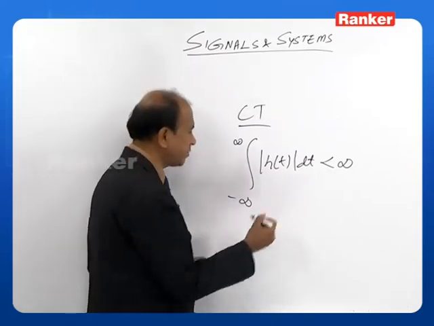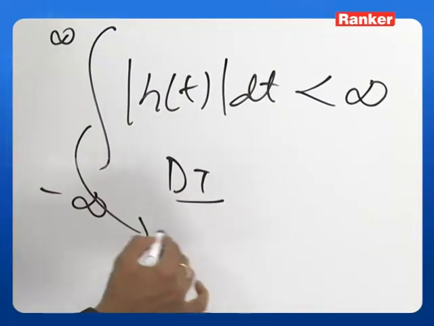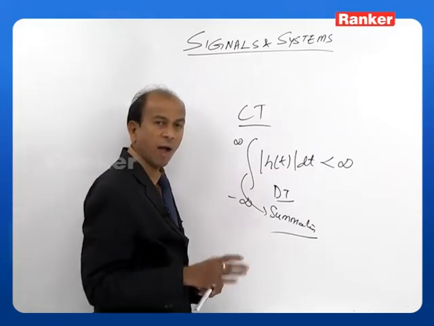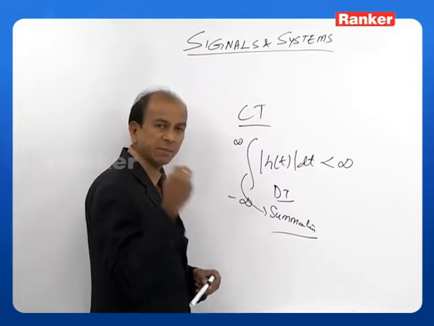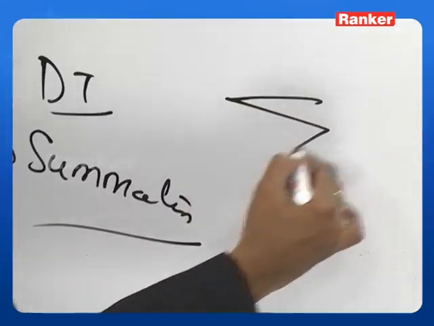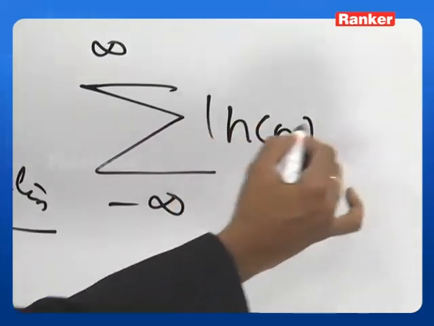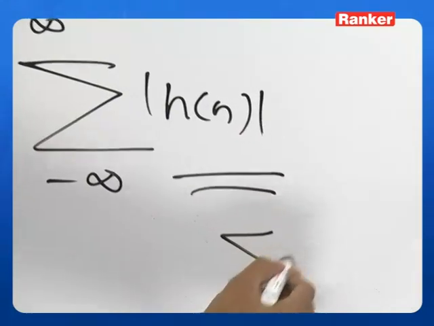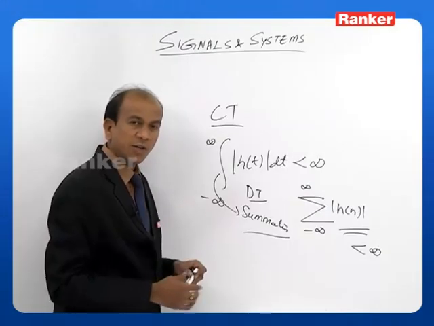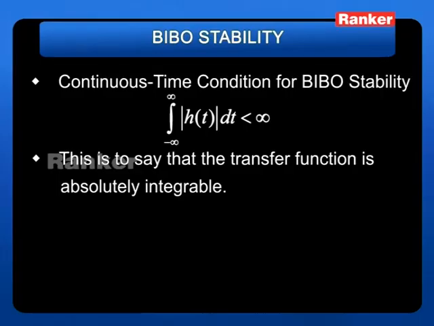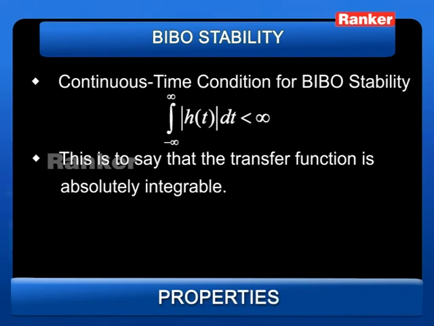So of course, when you move to discrete time systems, what do we have to do? An integration gets converted into summation. That means my summation must also be absolutely summable. In other words, if I take the summation from minus infinity to plus infinity of |h(n)|, then this summation must be less than infinity. Okay. So for the discrete time system, this is the condition. For the continuous time system, the condition for BIBO stability is that the integral from minus infinity to plus infinity of |h(t)| dt is less than infinity. In other words, h of t is absolutely integrable.